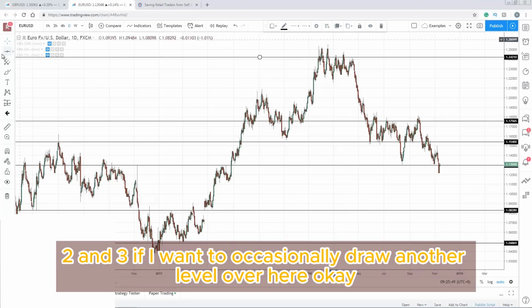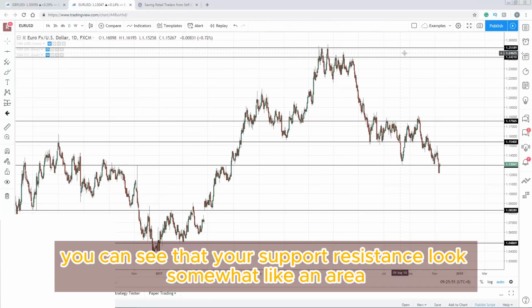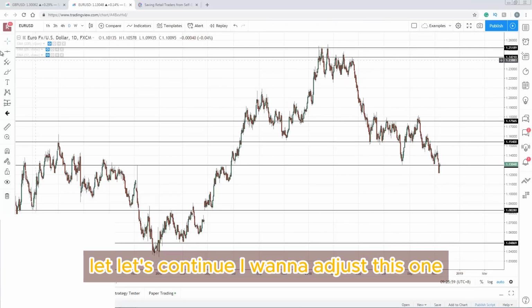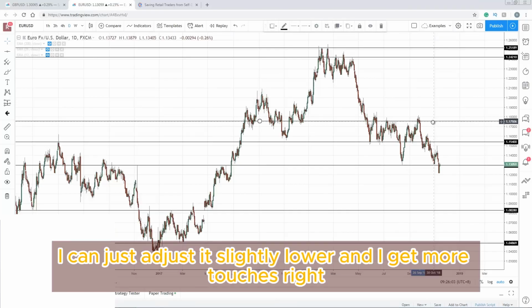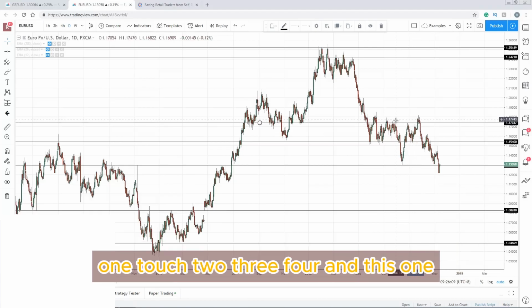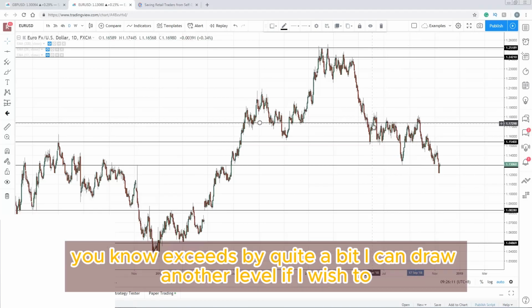If I want to, I can actually draw another level over here. Okay? So now you can see that your support resistance looks somewhat like an area at this point over here. Okay, let's continue. I want to adjust this one. So if this one again, I can just adjust it slightly lower. And I get more touches, right? Over here. One touch, 2, 3, 4. And this one exceeds by quite a bit.